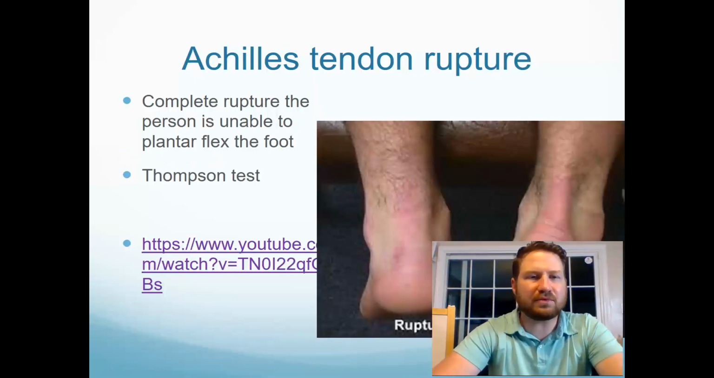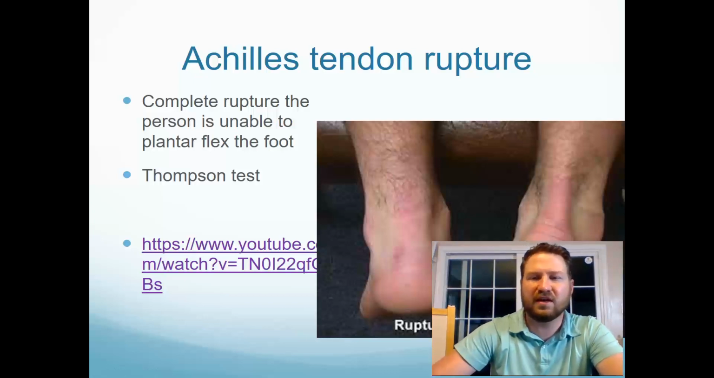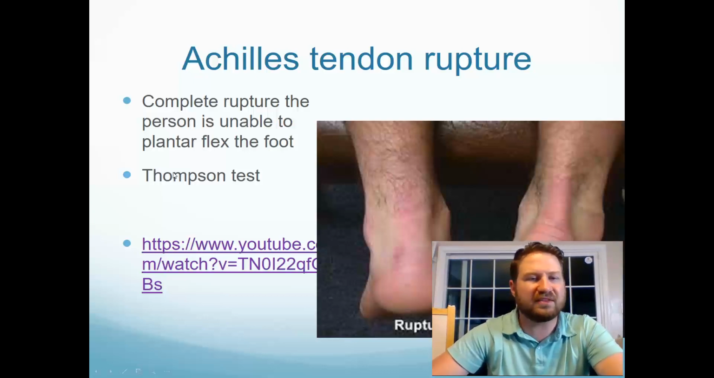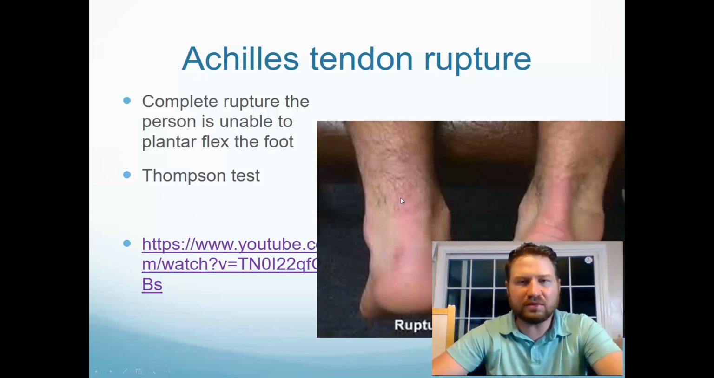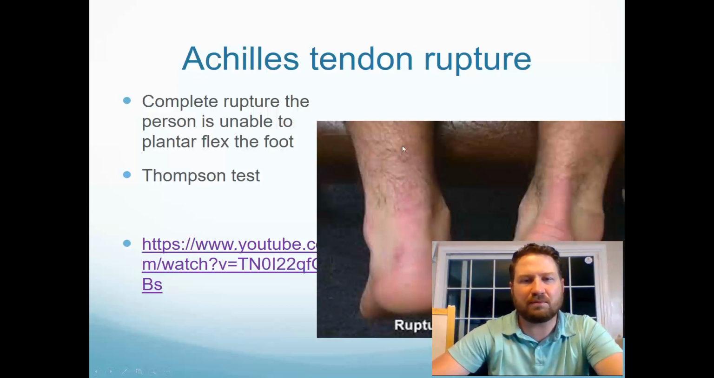An Achilles tendon rupture, the complete rupture where the person is unable to plantar flex the foot, that is called Thompson's test. Okay, so if I have someone come in and their main report is not being able to flex or point their toes, I'm going to do a Thompson test. I'm going to test the integrity of that structure, that mechanism.